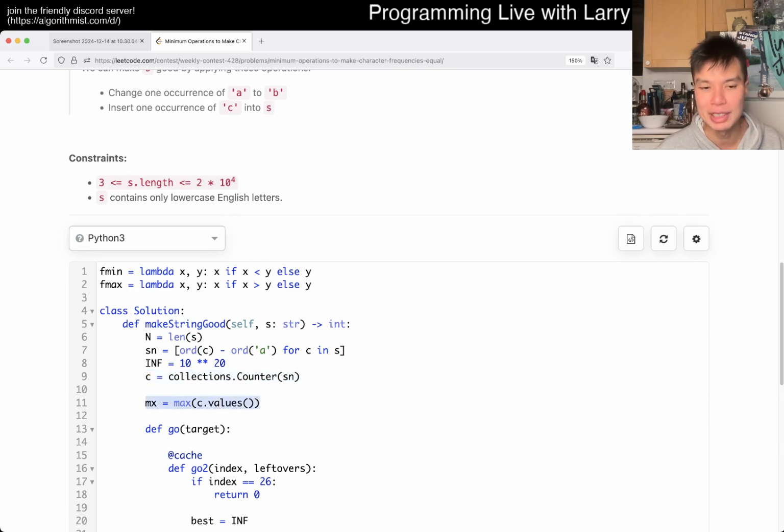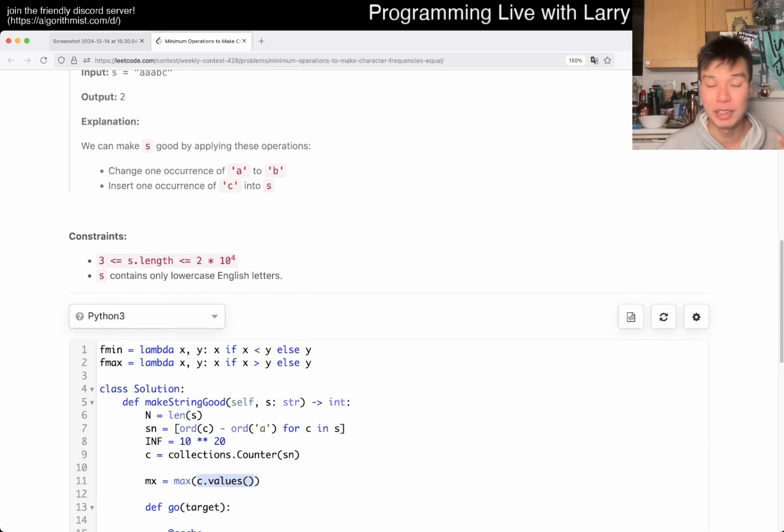And max value is just, well, it never makes sense to add characters. If your max character appears 5 times, it doesn't make sense to test for 6 because then you're adding characters to everything, which doesn't make sense, right? So you could figure it out that way. It's an easy proof, so you can do it.